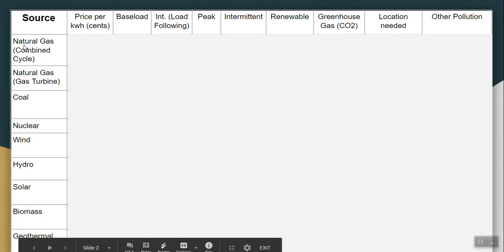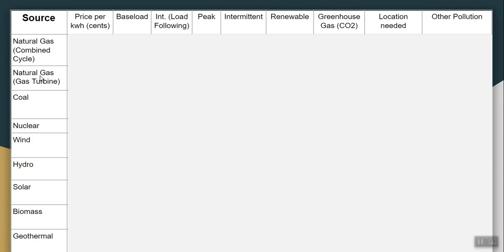So over here we have the types of power that the US uses. I've actually split up natural gas into two different types. So there's the combined cycle, which I showed you in the previous video, that it actually has a gas turbine and a steam turbine. So the exhaust gas from the gas turbine powers the steam turbine, and natural gas is just the gas turbine. And there's coal, nuclear, wind, hydro, looks like with dams, solar, biomass, and geothermal.